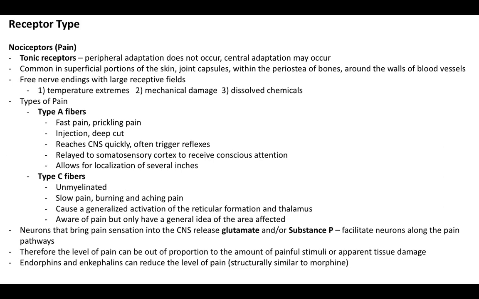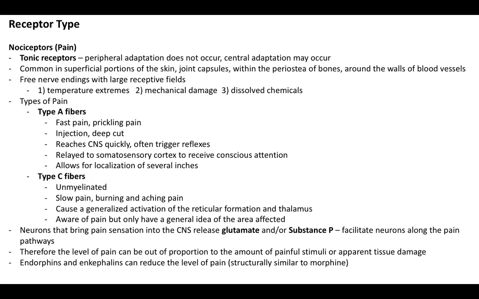Nociceptors are tonic receptors. We just talked about how tonic receptors have little peripheral adaptation. You can have central adaptation with nociception, but very little peripheral adaptation. Nociceptors are present in your skin, joint capsules, the periostea of bone, that outer layer of the bone, and blood vessels. They are free nerve endings with large receptive fields that can receive stimulus from temperature extremes, mechanical damage, or dissolved chemicals.